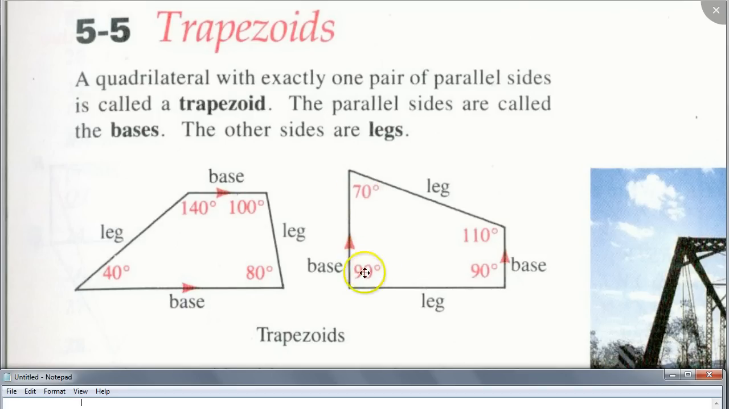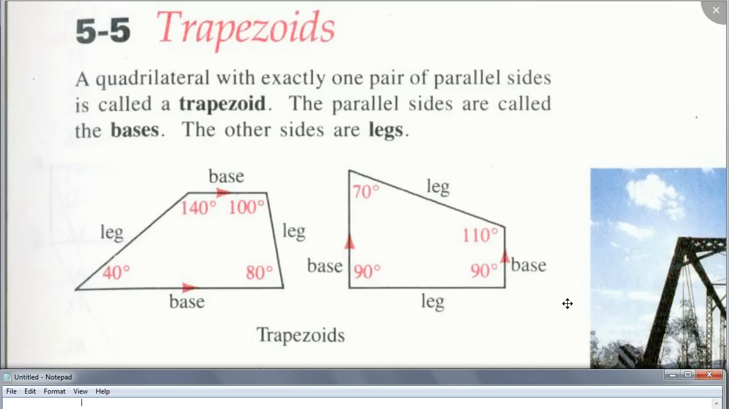Yeah, these are not the same side interior angles. Here, remember the river? The river goes this way. So here's a transversal. 70 and 110, it adds up to 180. Here's 90, 90, right? This happens to be perpendicular. Okay. Any question? Does that make sense? That's sort of nice.